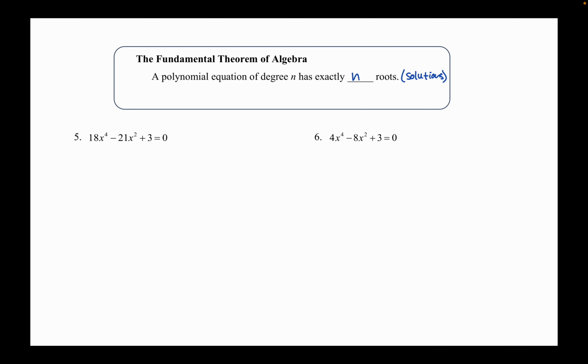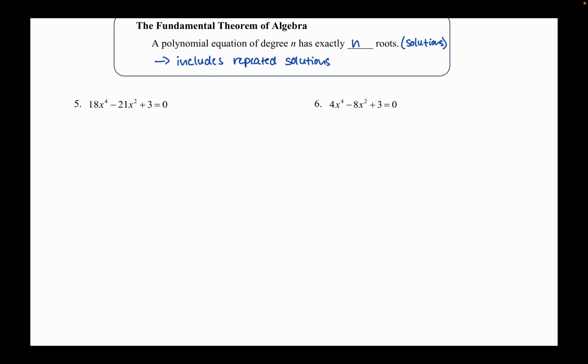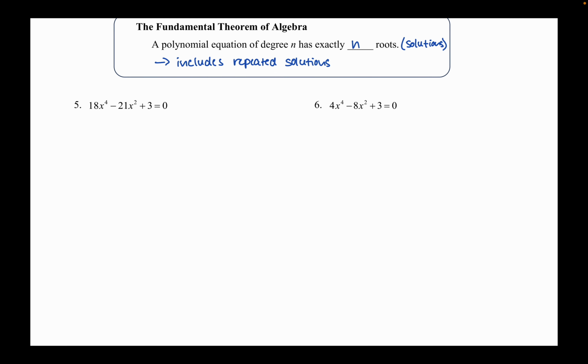We already saw that with quadratic equations. Quadratic equations are degree 2, and we said that all quadratic equations have 2 solutions. You do have to keep in mind that this includes repeated solutions. So if a solution happens twice, we count that in this case. Okay, so we're going to finish up with 2 more examples.